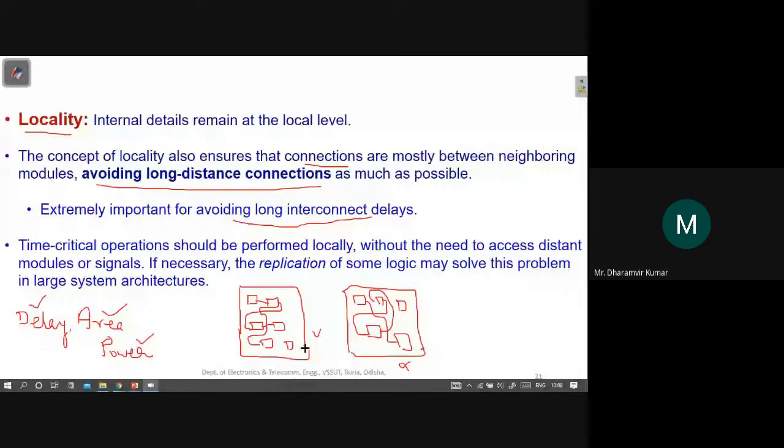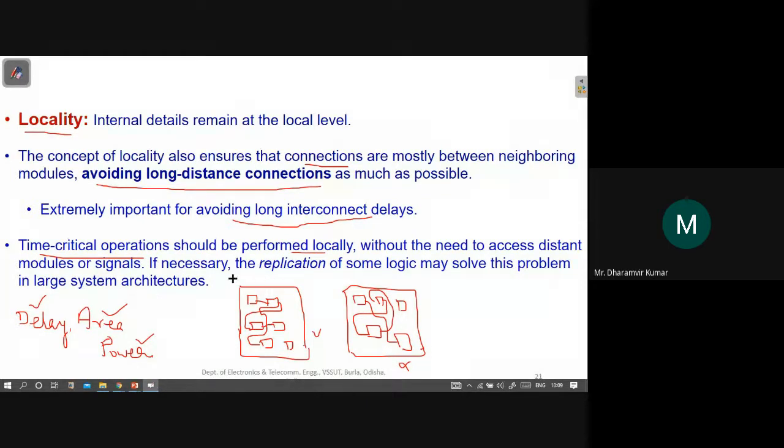Okay, and also the time critical operations should be performed locally. The modules which are related in such a fashion that there are some time critical operations can be placed nearer to each other. So time critical operations should be performed locally without the need to access distant modules or signals. If necessary, the replication of some logic may solve this problem in large system architectures.